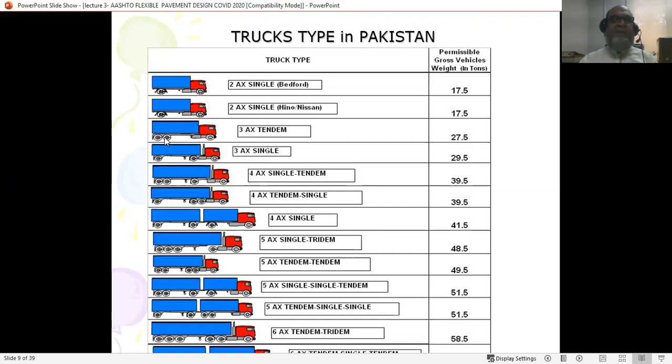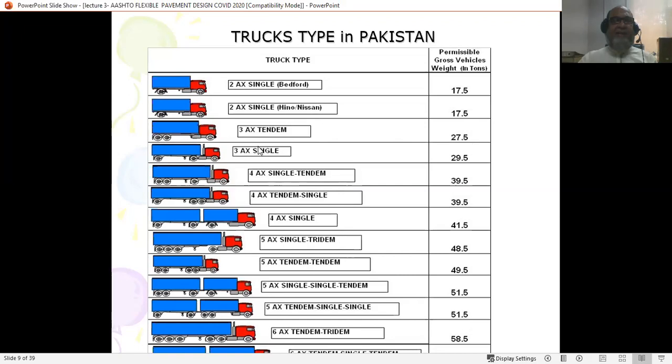This is what we call tandem. As soon as one tire is there, there is another tire. So there are two axles located together in close proximity, and this is what we call a tandem axle. It's a 3-axle, but it's called tandem because the drive axle is tandem. Again, the allowable weight is 27.5 tons.